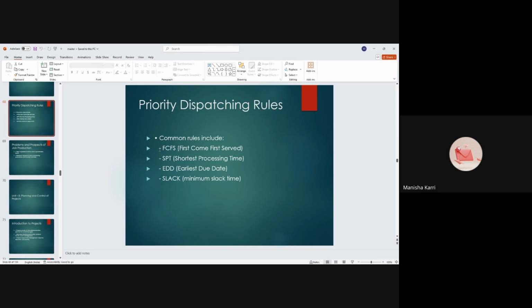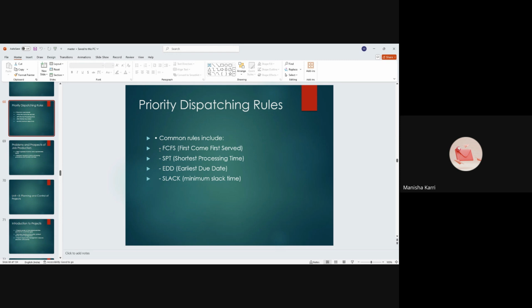And next one is slack, meaning minimum slack time. The slack time is the time left until a job's due date minus its processing time. Jobs with the least slack time, that is the tightest deadline, are given priority. Here the main advantage is it is useful for ensuring the jobs are completed just in time for their due dates and preventing delays.